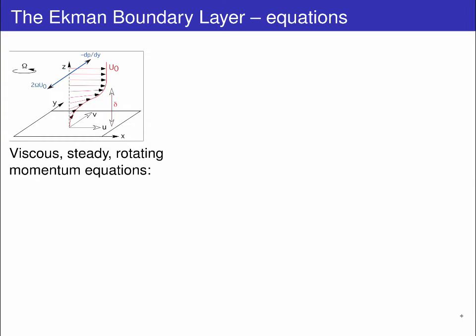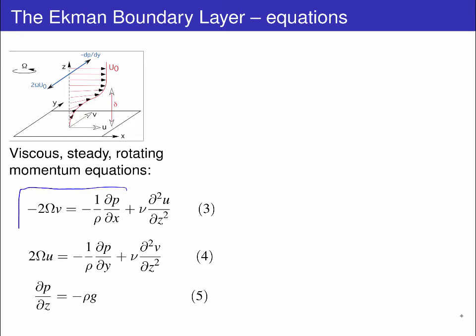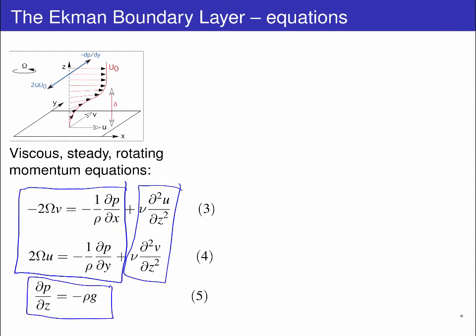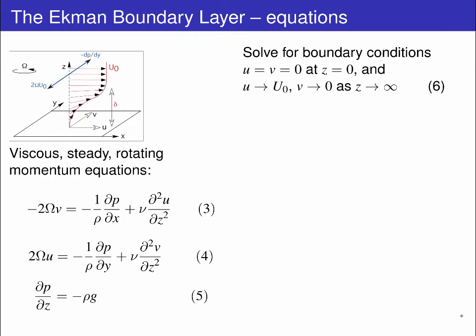We are now going to go through the derivation of equations to describe the flow within this Ekman boundary layer. We begin with the viscous, steady, rotating momentum equations. These are the geostrophic equations in x and y with their respective viscous terms, and the hydrostatic equation in the vertical. We want to solve these equations given the boundary conditions of u equals v equals 0 at z equals 0 at the boundary, and that u goes to big U naught and v goes to 0 as z gets large.